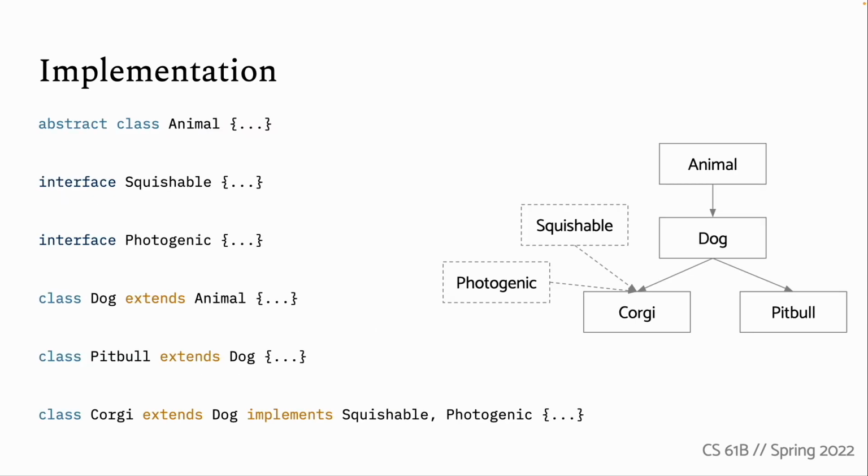And here are some more concrete keyword implementations. For an abstract class, you use the keyword abstract, and then it's just the same as a normal class definition. For interfaces, you use the word interface instead of class. When you're extending a class, you use the extends keyword, whether that's for an abstract class or for a concrete class. And when we implement an interface, you use the implements keyword. You can use that in conjunction with the extends keyword. And you can implement multiple interfaces. You can only extend a single class.